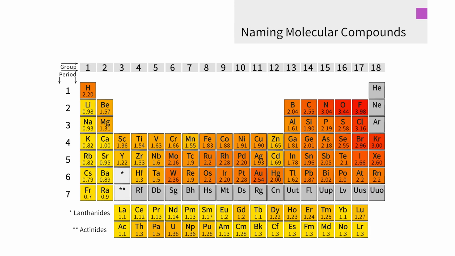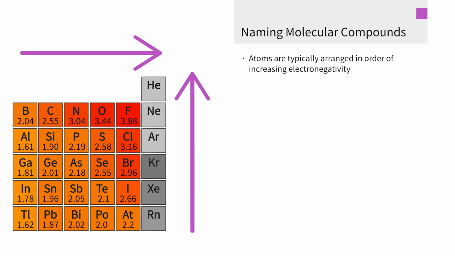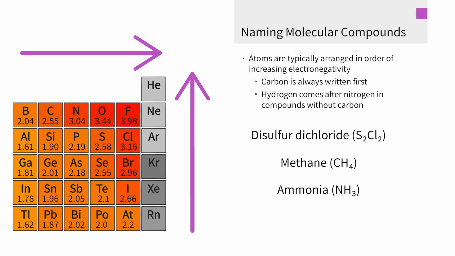In contrast to ionic compounds, molecular compounds are composed of nonmetals only, and their chemical nomenclature is relatively simpler. The atoms in the chemical formulas are usually arranged in order of increasing electronegativity. Per our earlier example, disulfur dichloride is S2Cl2. However, carbon is always written first, as in methane, CH4. And in compounds that don't contain carbon, hydrogen is written after nitrogen, like in ammonia, NH3.